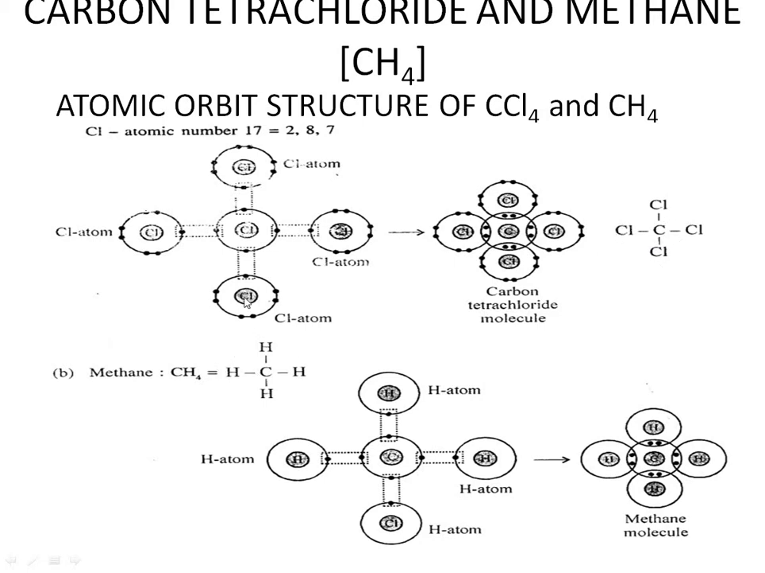Now in this structure, when you look at chlorine, the atomic number is 17, so 2, 8, 7. If each chlorine atom has to be stabilized, it has to get 1 electron from the carbon. The nearest noble gas for chlorine is argon, so in that case it will be obeying the octet rule. When you come to carbon, carbon has to get the neon electronic configuration, the nearest noble gas. Now the atomic number of carbon is 6.